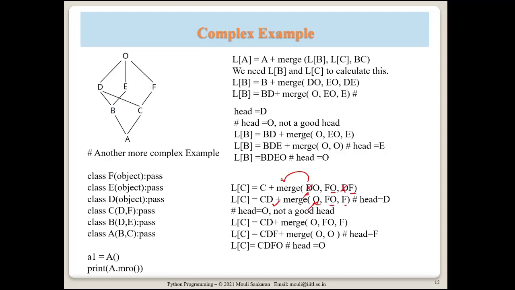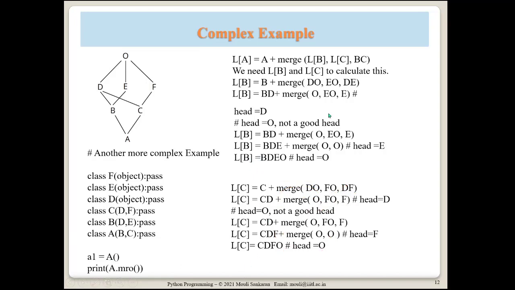Of course, you know from the past history that O is going to be a bad head. Because it is there in the tail, you are not going to consider it now. Defer it. Pick this head. It is not there in that list of tails. So F is going to be added. Then O is going to be added. So CDF. Now, LC is done.